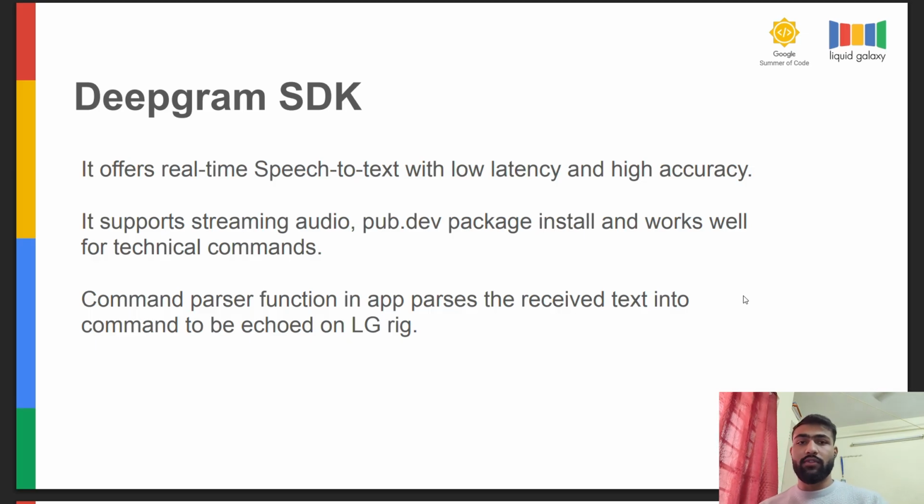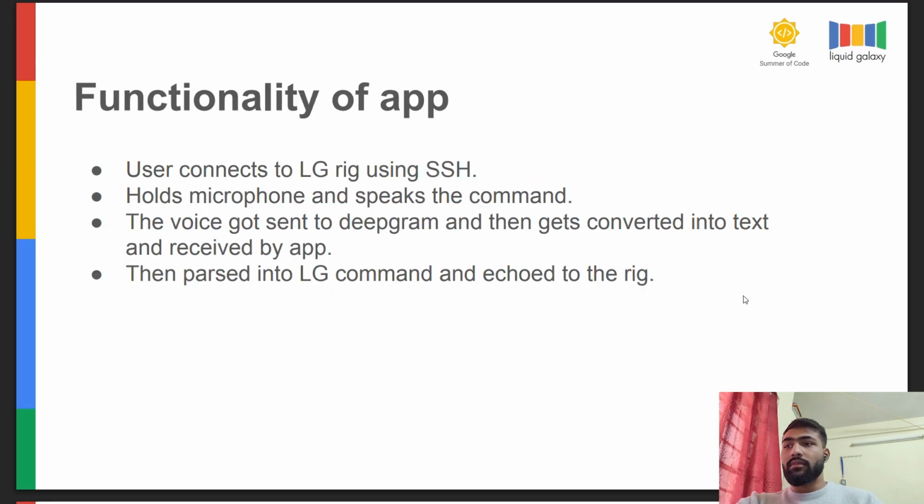Moving on to the Deepgram SDK. I have used Deepgram because it converts real-time speech to text output. It has low latency, high accuracy, and support for streaming audio. Means if we are using the Deepgram API, we can simply say anything and it will be converted to text automatically, using the pub.dev Flutter SDK. It is also easy to install in the Flutter system, and it works well for command-based systems and technical queries, which is important for precise responses. Then, moving on to the functionality.